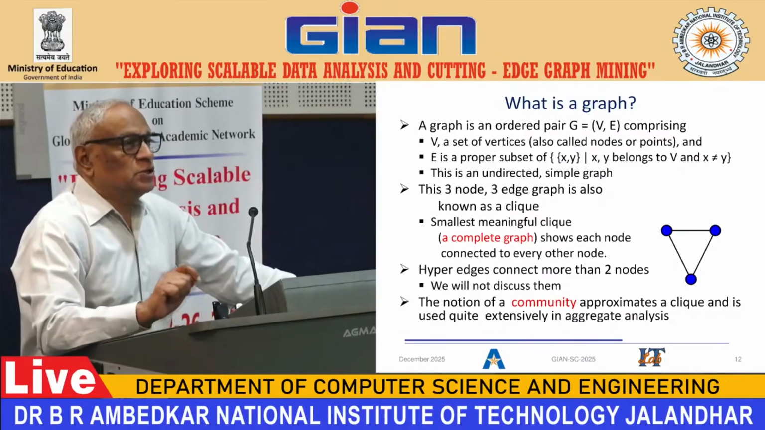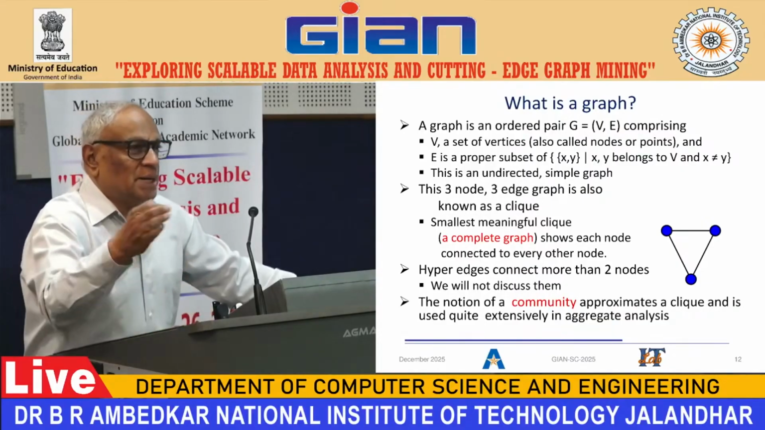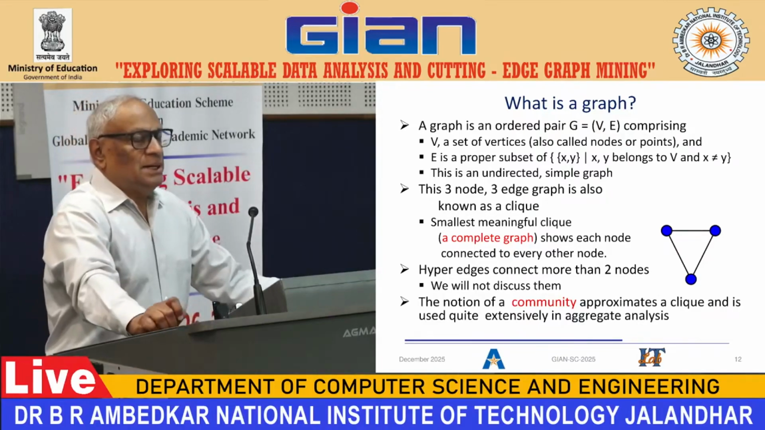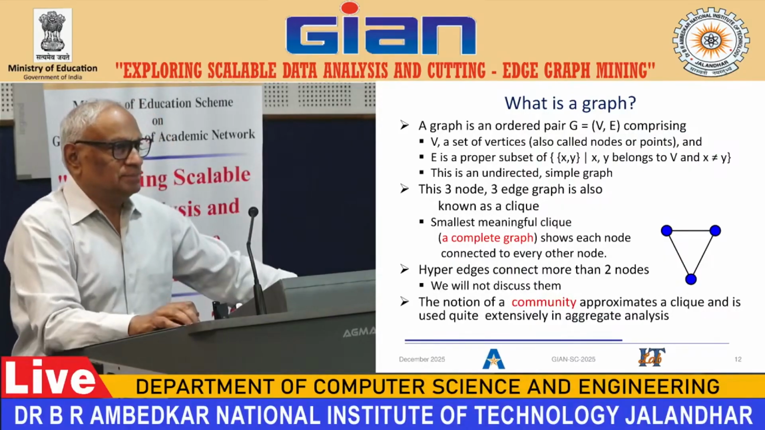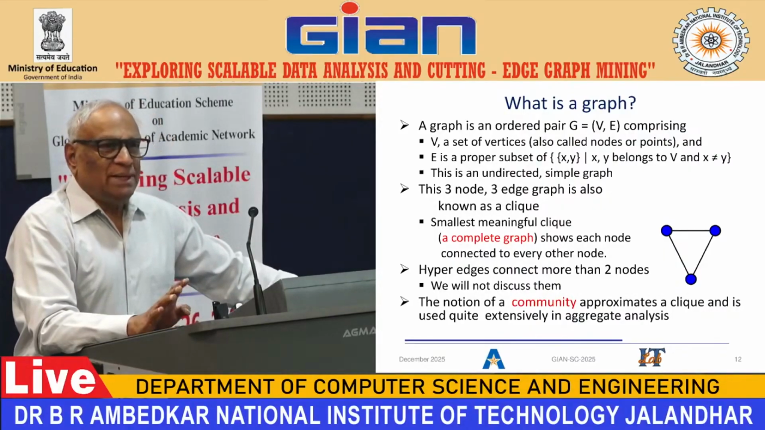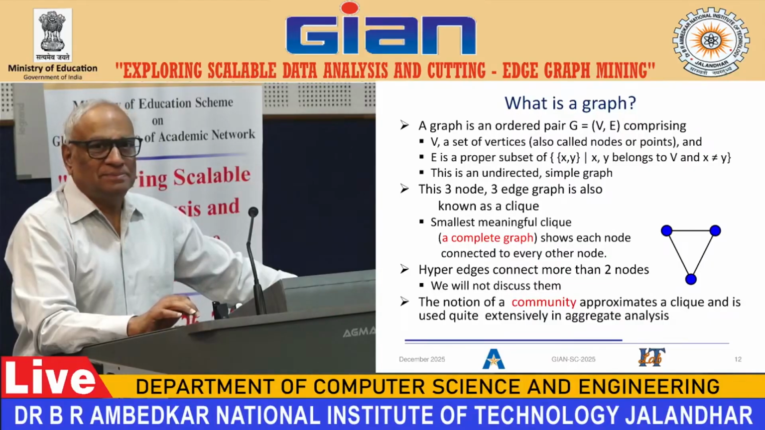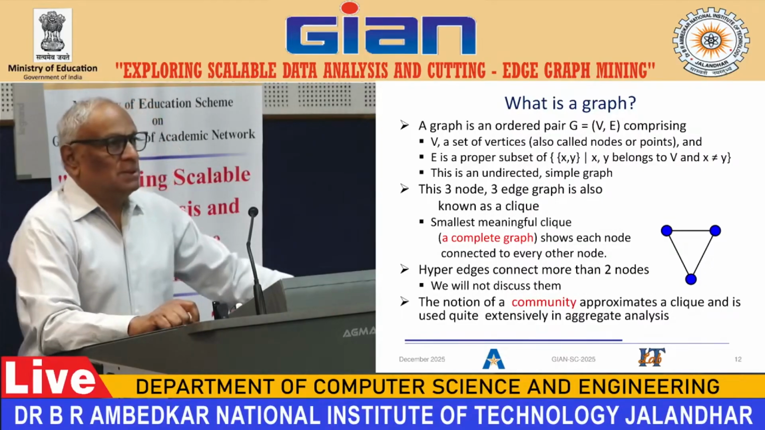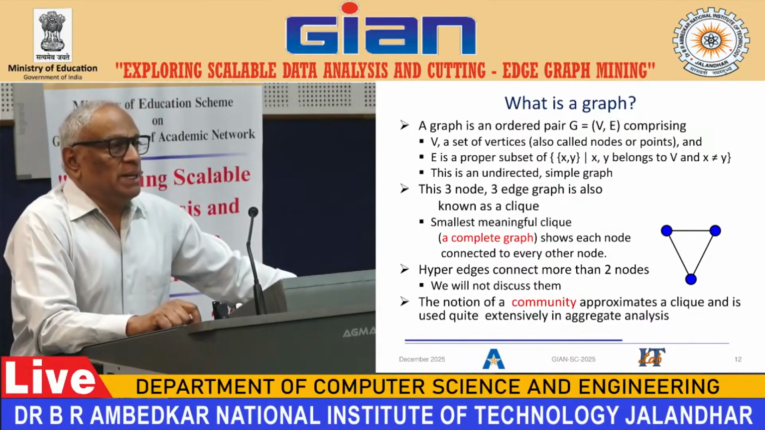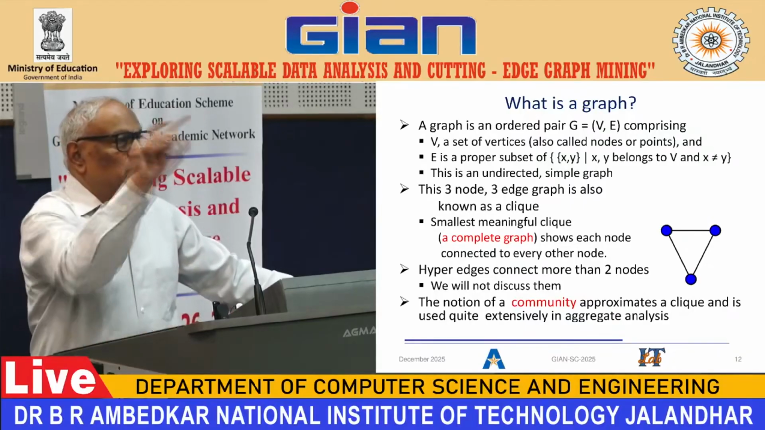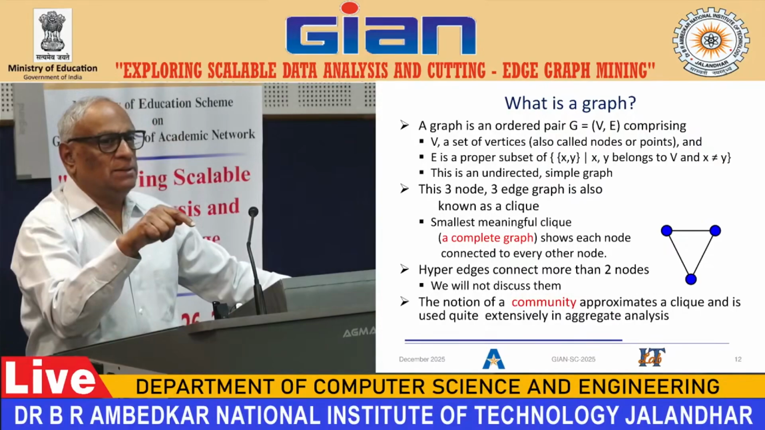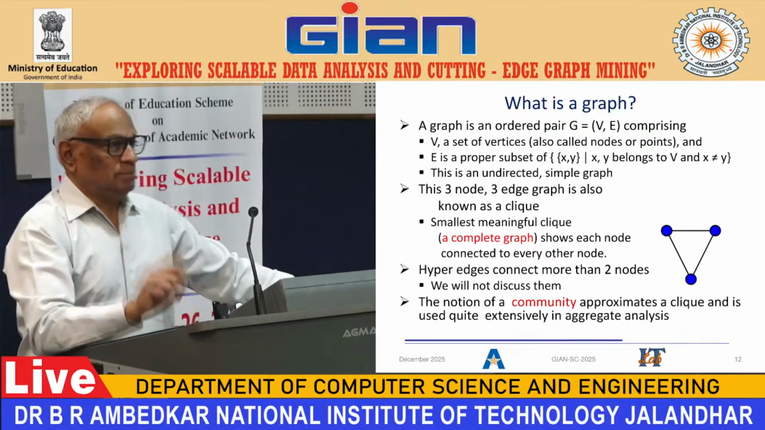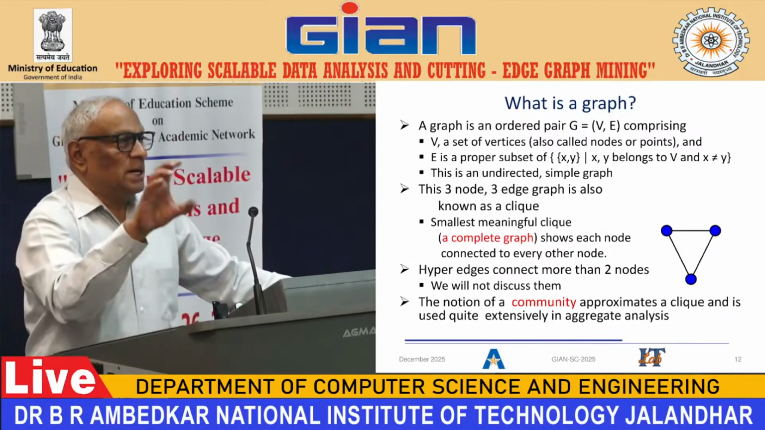Why is this structure specifically important in real life and in graph theory? It is known as a clique, and it's also known as a complete graph. Anyone? So think of these 3 nodes as 3 people. If there are 3 people, what does it mean? A knows B, B knows C, C knows A. That means everyone in the group knows each other. That is why it is called a clique.